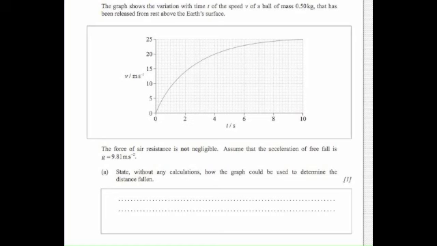Now we're looking at the motion of a ball under gravity. We can see air resistance is significant here because it's not falling with a constant acceleration, but the velocity is increasing to a limit. Now, how could we use the graph to determine distance fallen? Well, we should know that the area under a speed-time graph gives us distance. So, simple answer to that question.